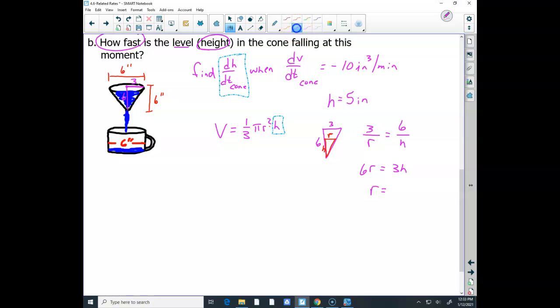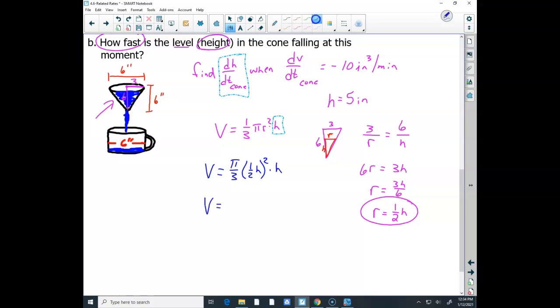So r equals 3h over 6, or r equals 1/2 of h. Well, that's kind of sweet, because this relationship is true at every point in this funnel. So that allows me to rename my volume equals, I'm going to call that pi over 3 again. And then I'm going to plug in for my r 1/2 h. I need to square that all and take it times h.